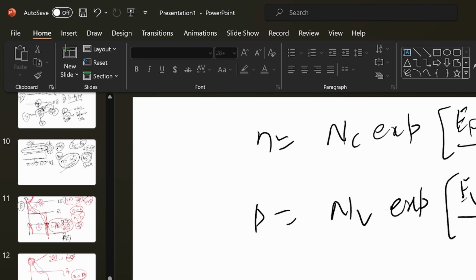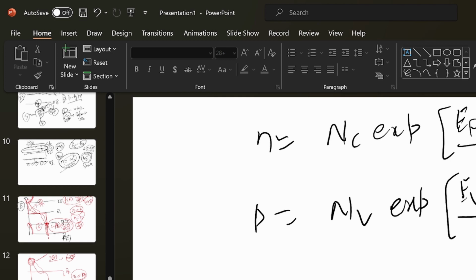So you are asking me whether the Fermi level moves or not with the temperature. By equating these, n is equal to p, we can calculate the position of the Fermi level. You will find that there is a slight dependence on the temperature, which we do not consider for our practical purposes.